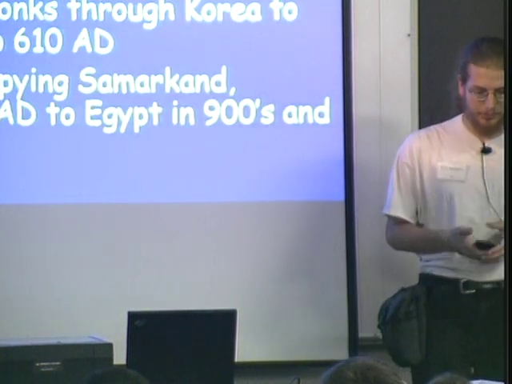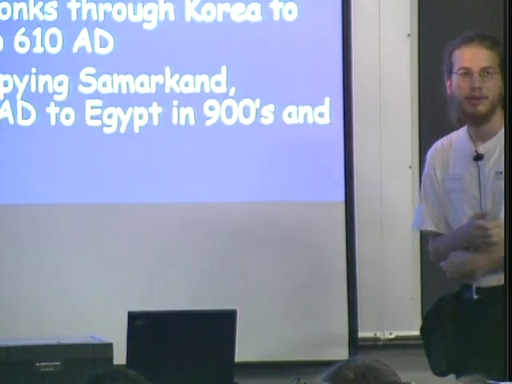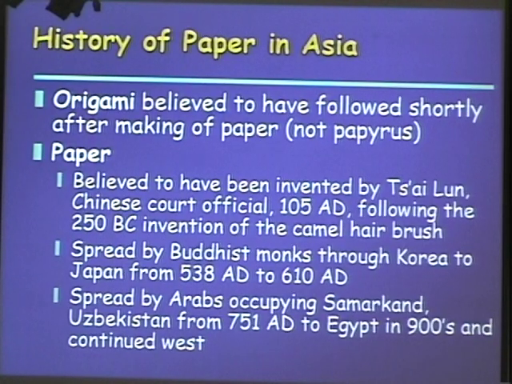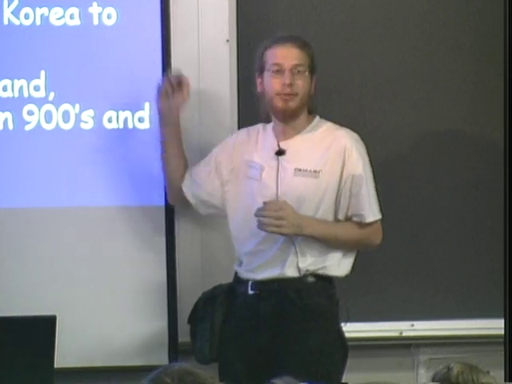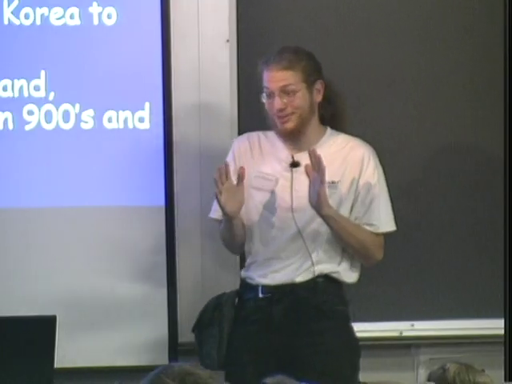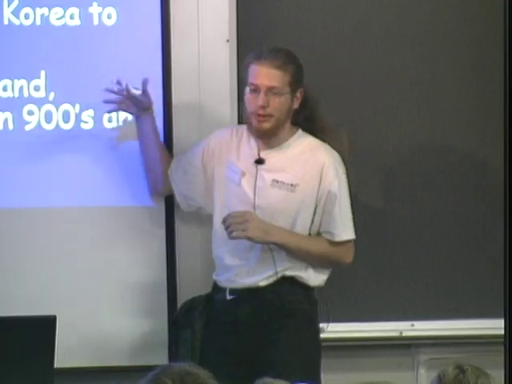So paper and origami is old. This is a little history talk for fun. The guess is that origami started right about when paper was invented, because it's a natural thing. Before that, people were writing on papyrus, and papyrus doesn't fold. I don't know if you've ever tried it, but it's hard to get papyrus these days. Paper was invented around 105 AD because 350 years before that, they invented the camel hairbrush for calligraphy, and they needed something to write on.